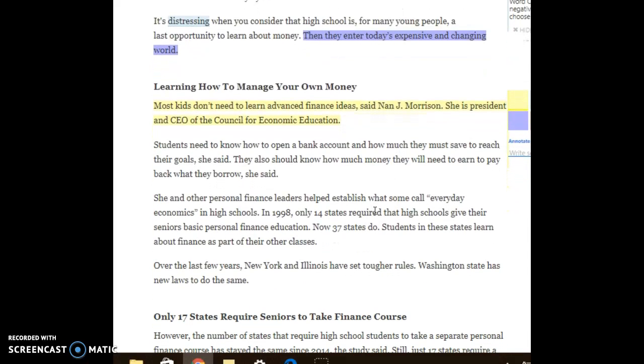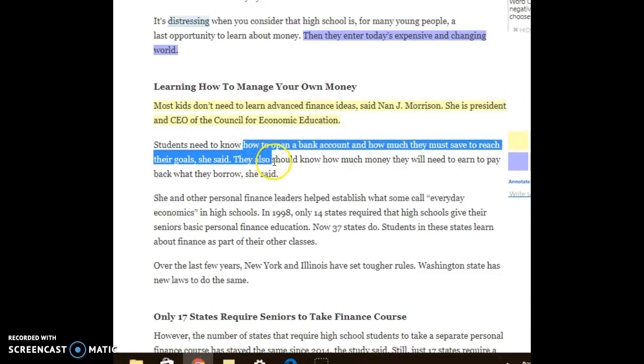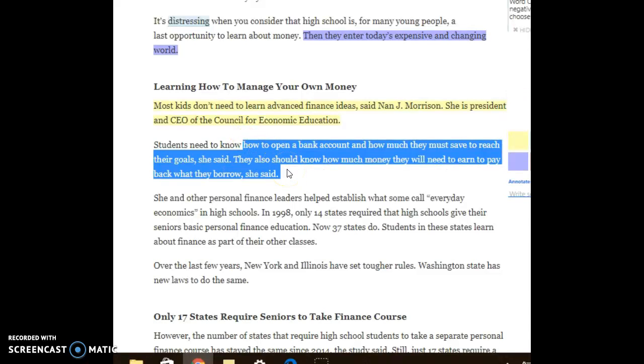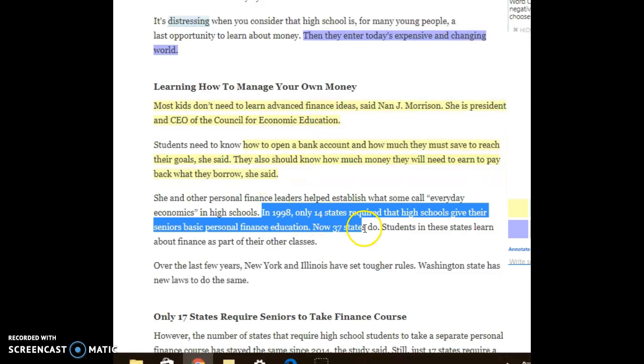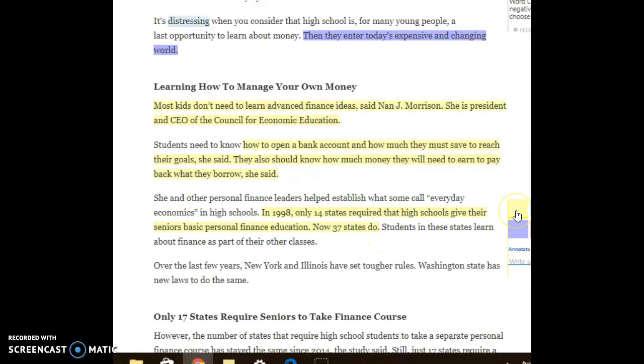She explains the different things that they need to learn: how to open a bank account, how to learn what they need to earn in order to pay back anything that they ever borrow. She also gives us a statistic here. In 1998, only 14 states required this class. Now 37 do. That's a strong piece of evidence that I am going to highlight as well.